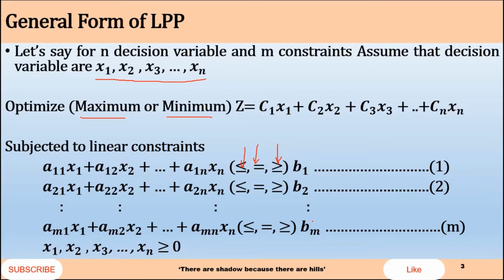And b1, b2 and bm are the right hand sides of the constraints. So all the constraints are linear constraints, and a11, a12, a1n, a21 are the coefficients of the constraints, and b1, b2, bm are the right hand sides of the constraints. And x1, x2, x3, xn greater than or equal to 0 is known as the non-negative constraint, which is very important, right? So this indicates the non-negative constraint. So this is the general form of LPP. Any linear programming problem can be converted into this form. Now let's see the example.